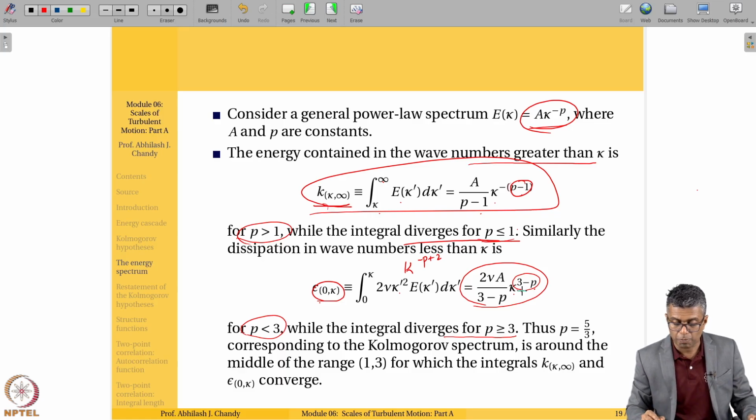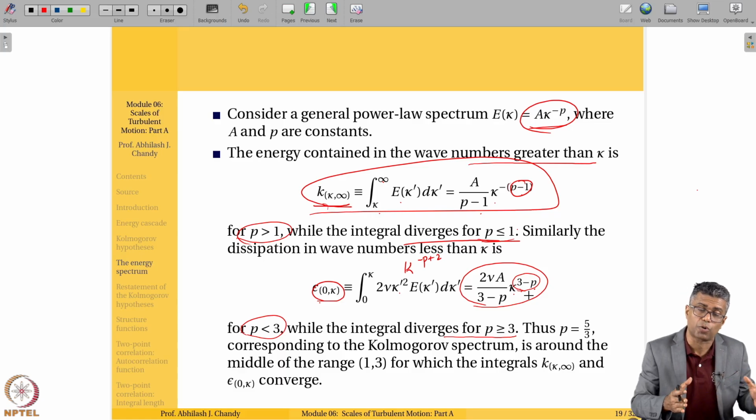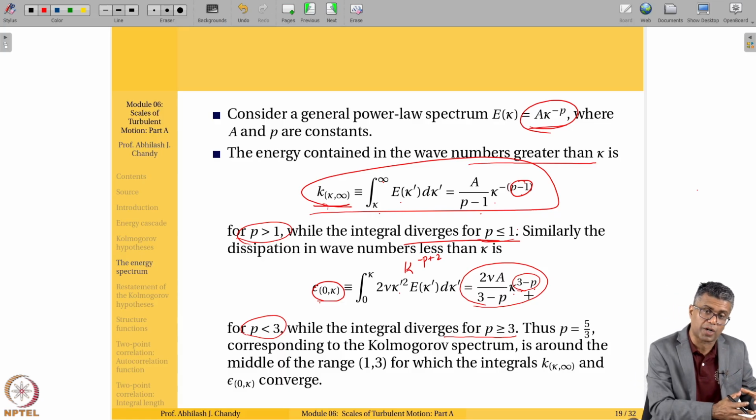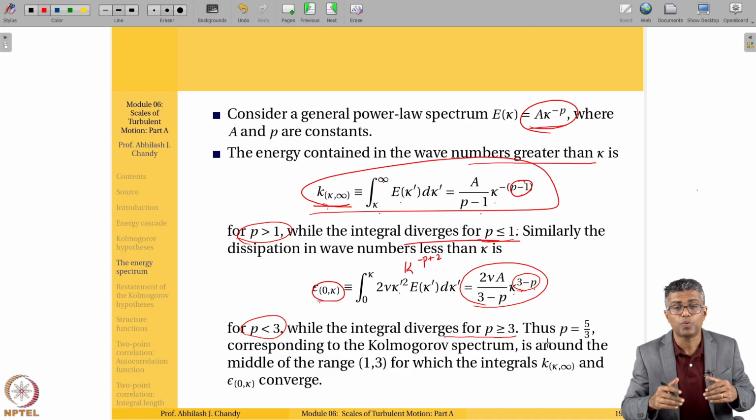Here, if I look at 3 minus p, what happens when p is greater than or equal to 3? So let's say p is equal to 4. Then I have 3 minus 4, minus 1. So here I want it to be a positive number because I am considering dissipation to be very small from 0 to kappa. So that is why I want this to be a positive number. So thus p is a number between 1 and 3. So 5/3 does make sense. Between 1 and 3, 5/3 does make sense.